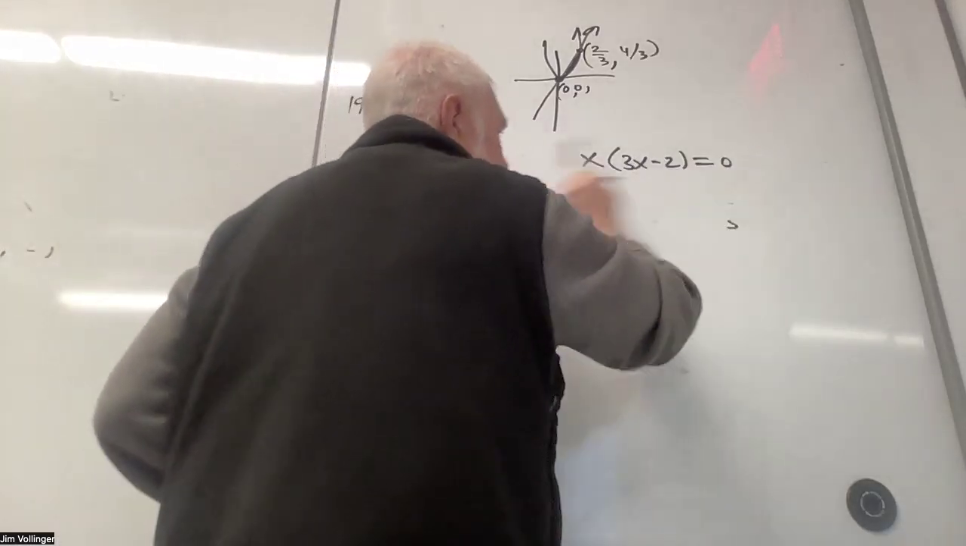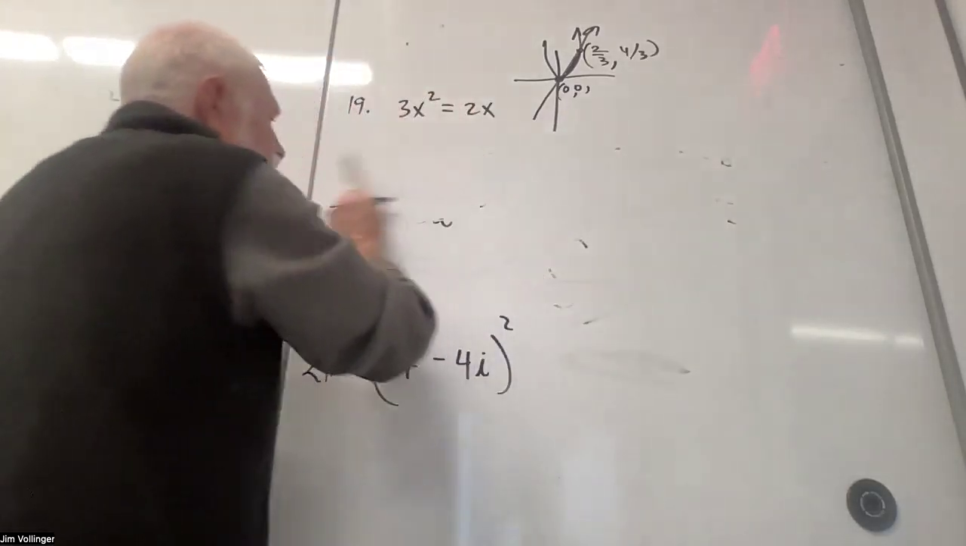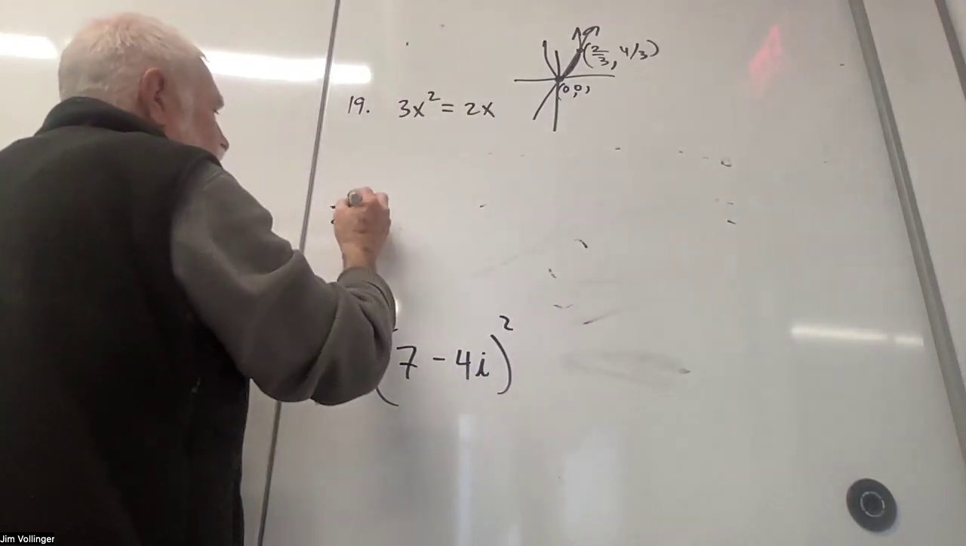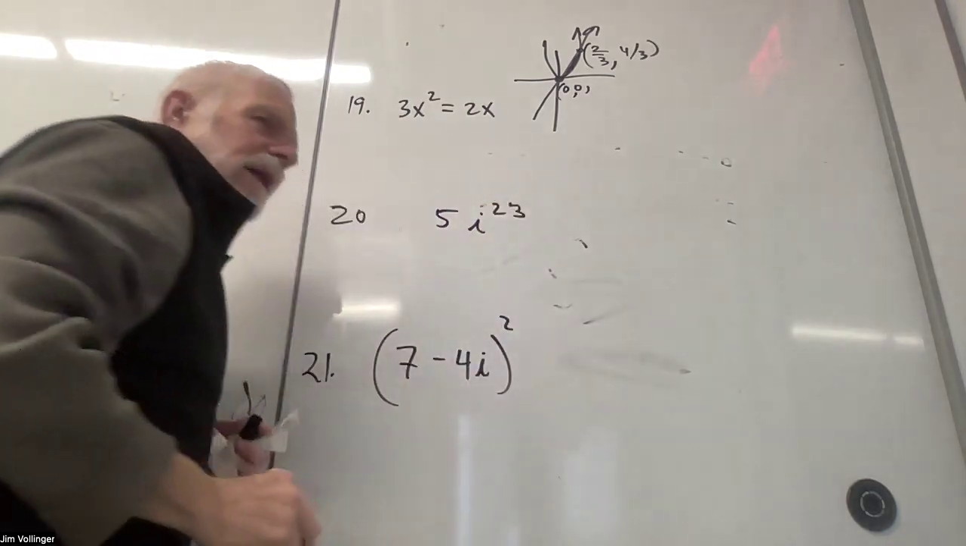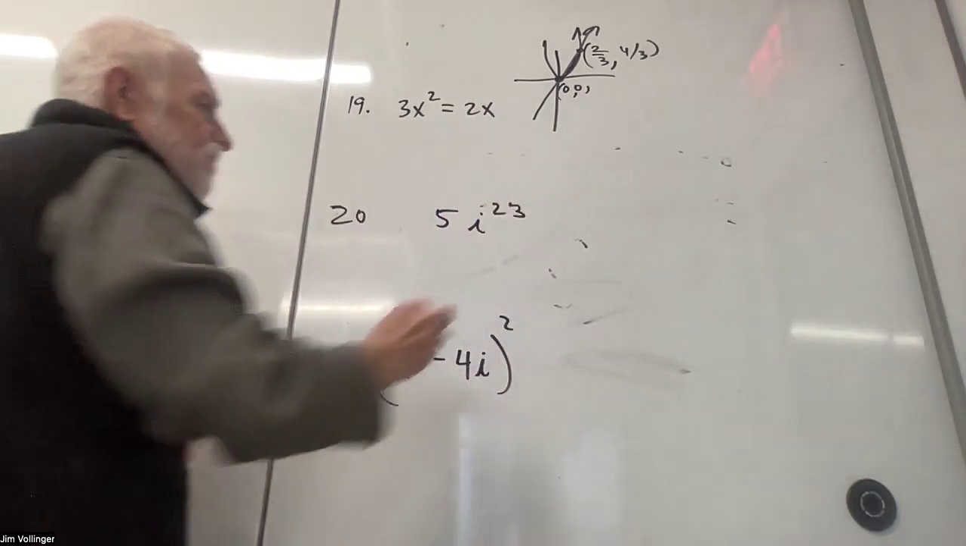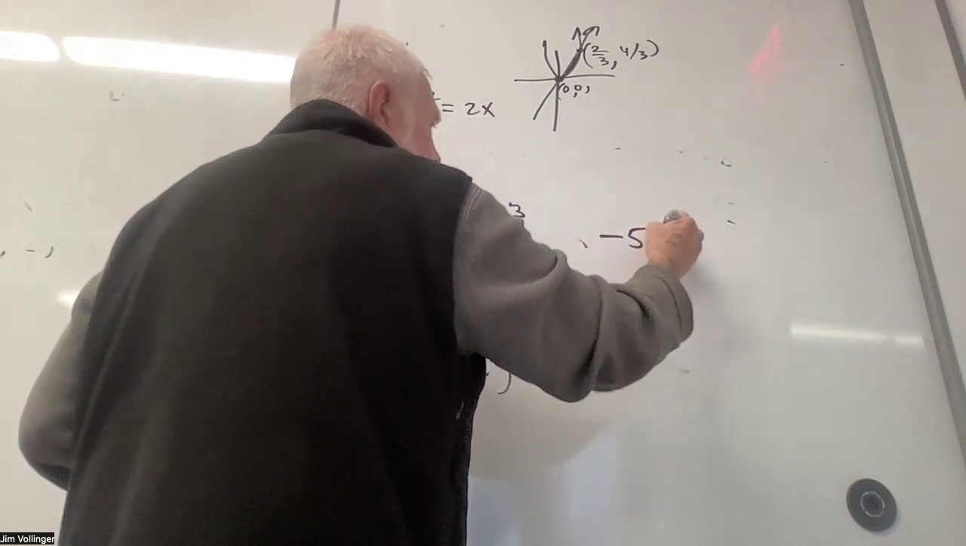Okay, just showing you what's coming down the road. 5i to the 23. I'm glad I just erased that. That was really smart of me. I do a lot of those things here. So this should be minus 5i.